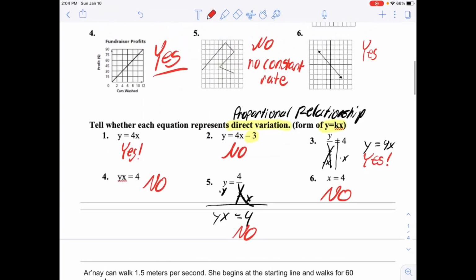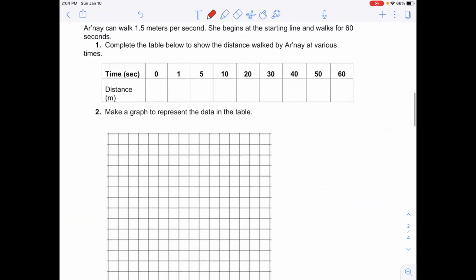So that is the first thing we need to be able to do today. The second thing is we want to be able to take a situation and create a table, a graph, and an equation for that situation. So let's look at this situation. Arne can walk 1.5 meters per second. She begins at the starting line and walks for 60 seconds.